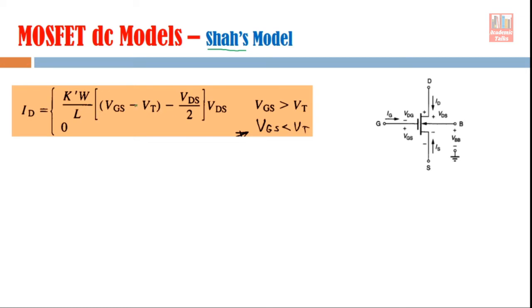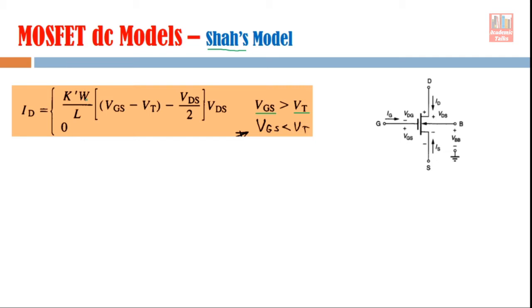There are two equations. One equation is for the condition when your gate source voltage is greater than the threshold voltage. At that time, the current in this channel, or you can say the drain source current, drain current or source current, whatever you name it, it is the same, is given by this equation. K prime is a constant parameter. W by L is again a parameter. They are two parameters, but normally they appear as a ratio.